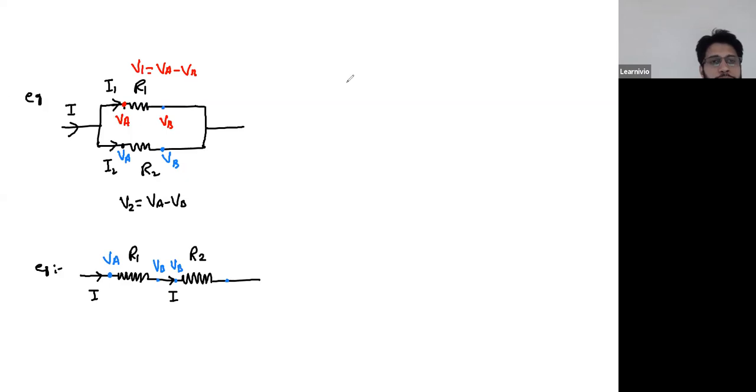Can I call this VB, or should it be something different? No, this will be VC or something. So what about the voltage across the first one? VA minus VB. And this one? VB minus VC. So this is what we call a parallel combination.